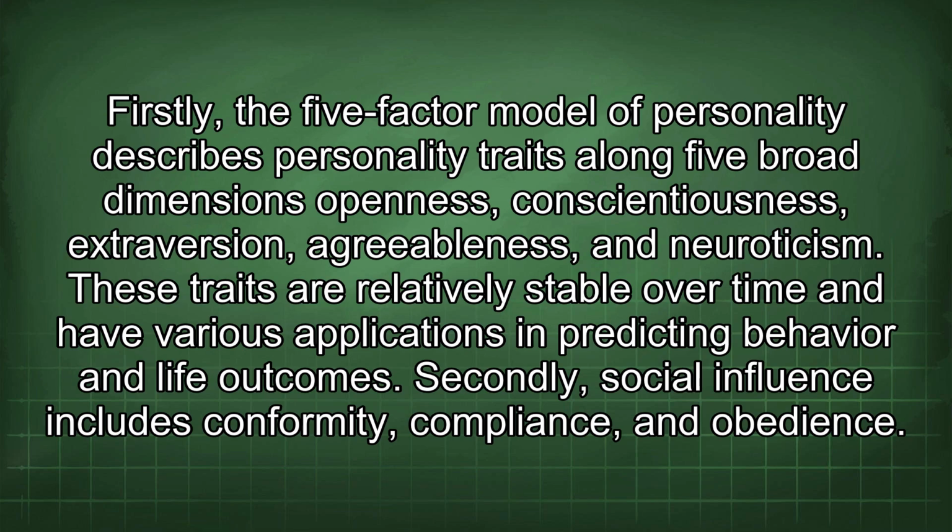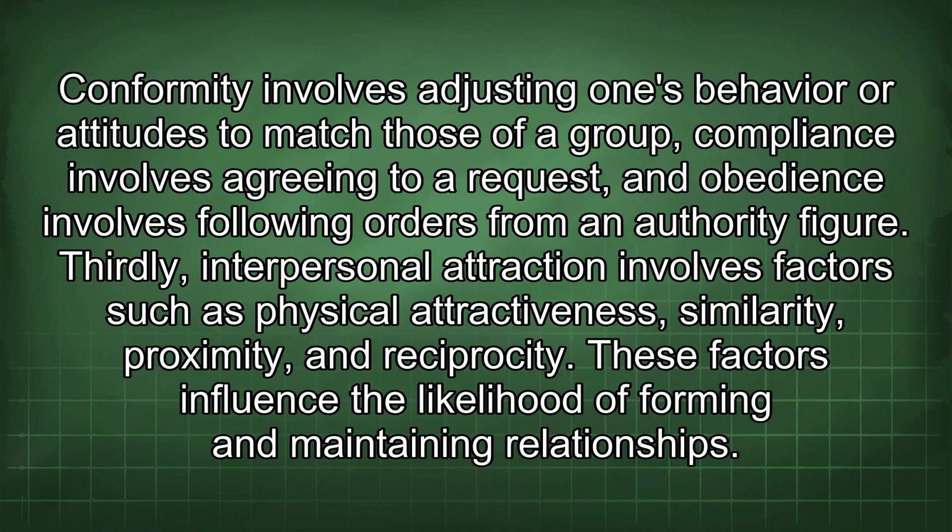Firstly, the five-factor model of personality describes personality traits along five broad dimensions: openness, conscientiousness, extroversion, agreeableness, and neuroticism. These traits are relatively stable over time and have various applications in predicting behavior and life outcomes. Secondly, social influence includes conformity, compliance, and obedience. Conformity involves adjusting one's behavior or attitudes to match those of a group. Compliance involves agreeing to a request, and obedience involves following orders from an authority figure.